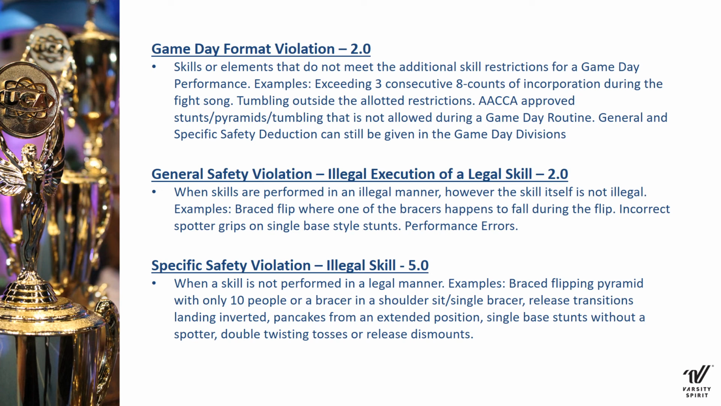Worth 5 points, we have specific safety violations. This is when a skill is not performed in a legal manner. Examples would include brace flip pyramids with only 10 people, or a bracer in a shoulder stand or shoulder sit. Release transitions landing inverted, pancakes from an extended position, single base stunts without a spotter, or double twisting tosses or release dismounts.